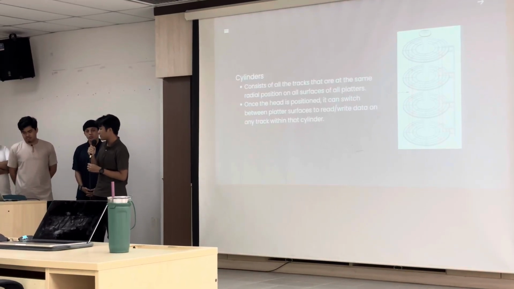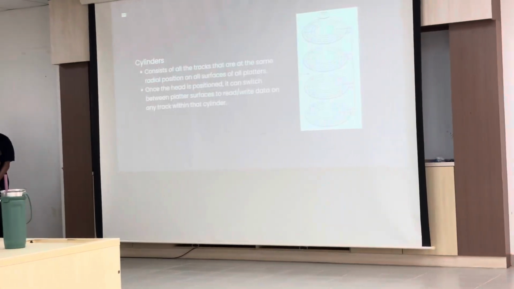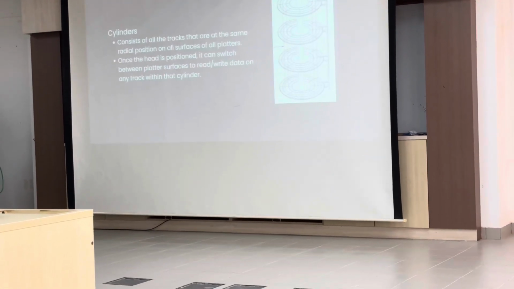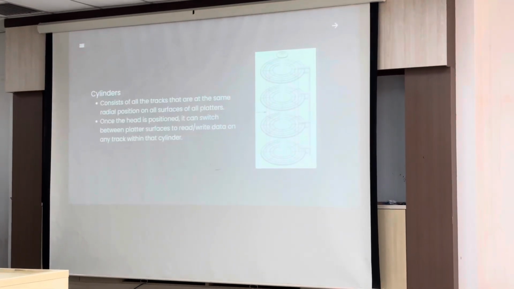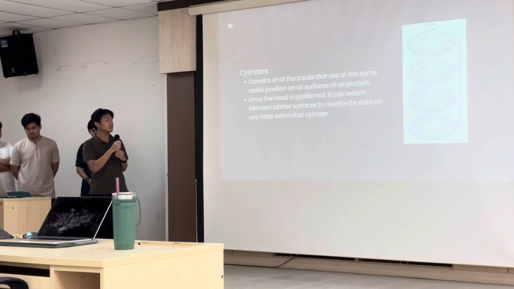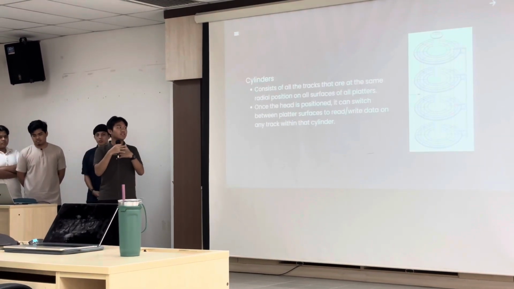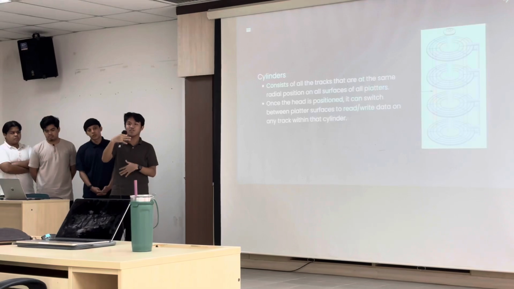And then we have the cylinders. Cylinders consist of all the tracks that are at the same radial position on all surfaces of all platters. Once the head is positioned, it can switch between platter surfaces to read and write on any track within that cylinder. So basically, cylinders are just like a lot of platters stacked on each other.